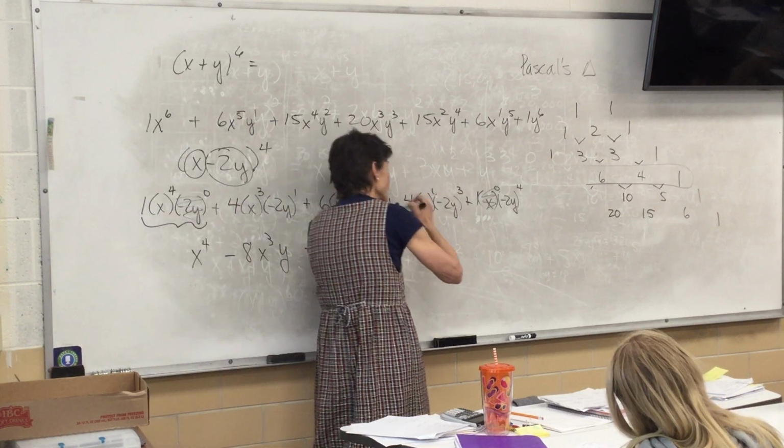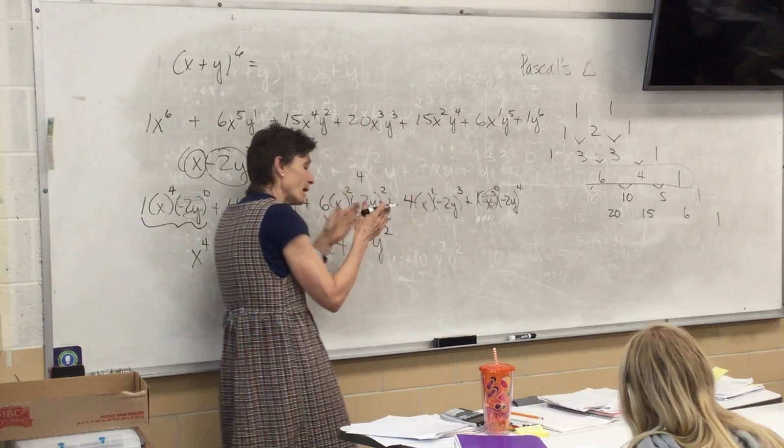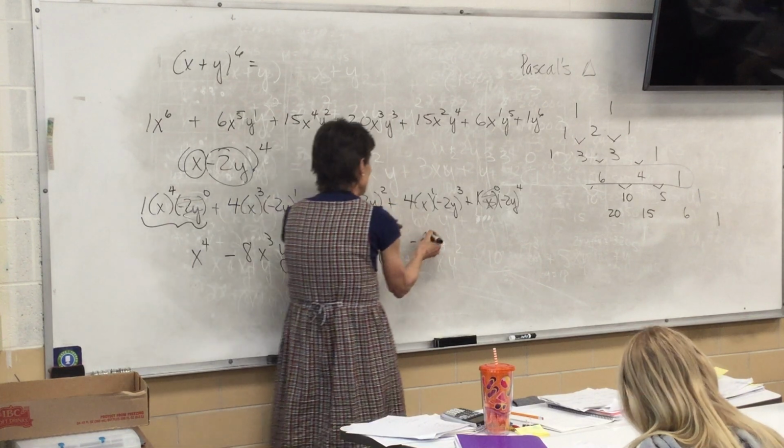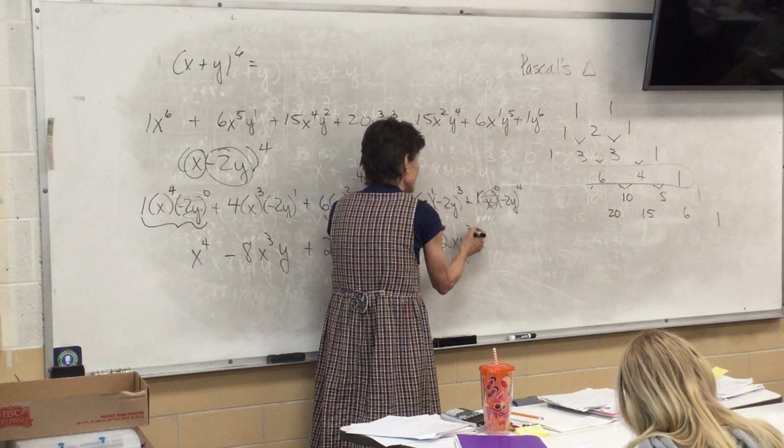All right, can you figure out this one? What's this one going to be? You're multiplying it all together. What's it going to be? Negative 32 x y cubed.